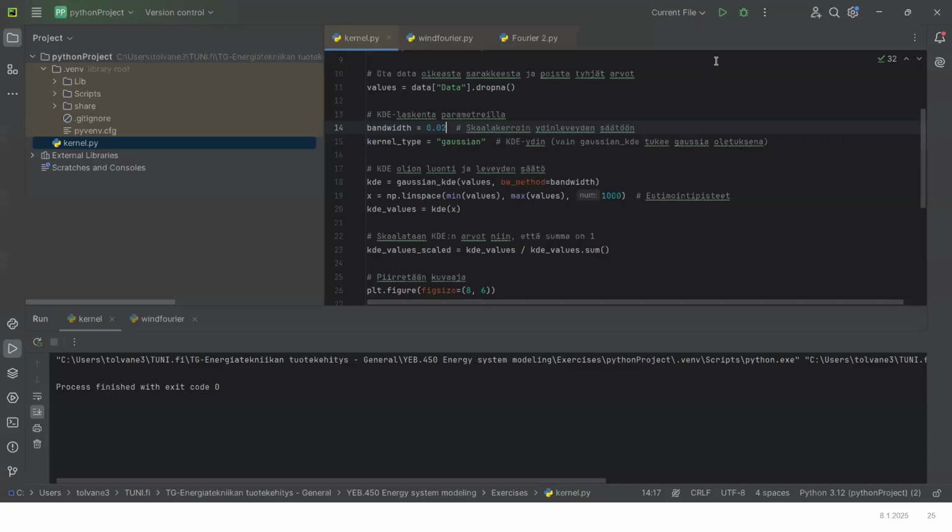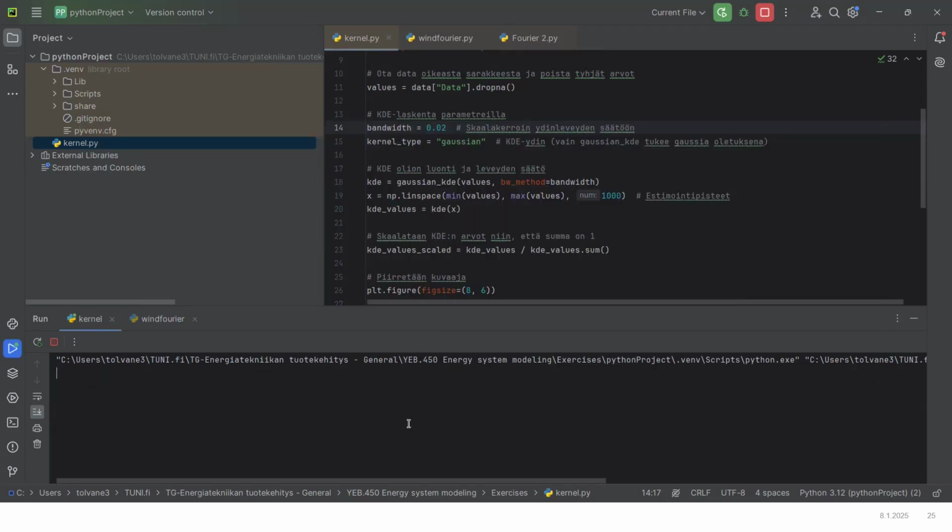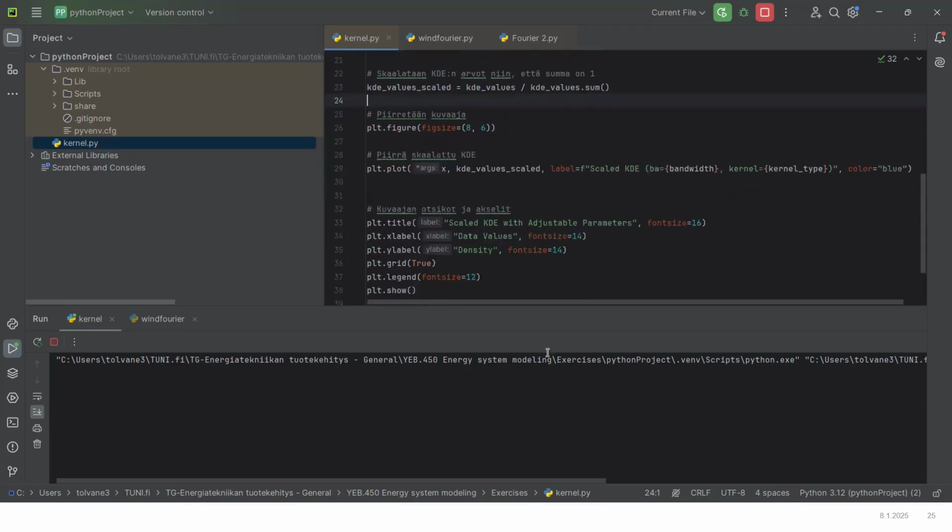So this kernel density estimation, what I have in Python, let's see if I can run it from here. So this is the kernel. Let's see if it runs. This is, by the way, entirely prompted with ChatGPT, so I don't have to use any other kind of coding than just prompting.